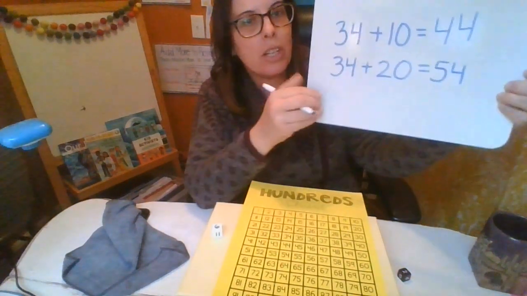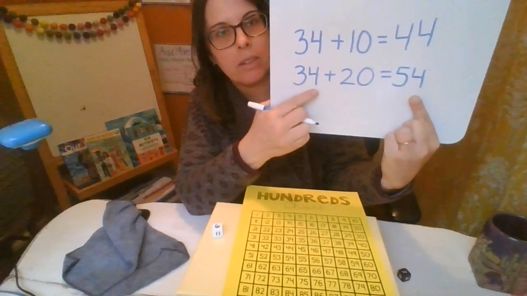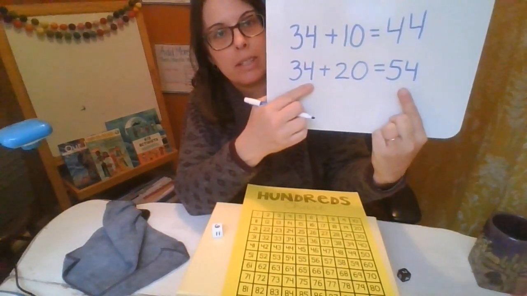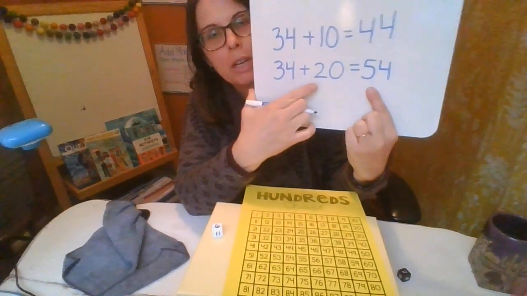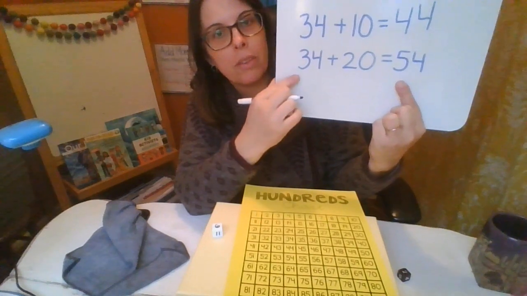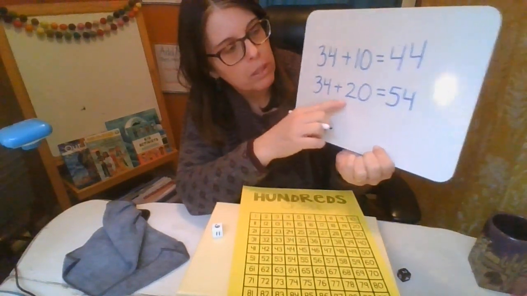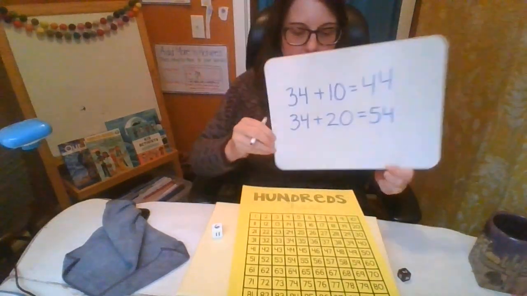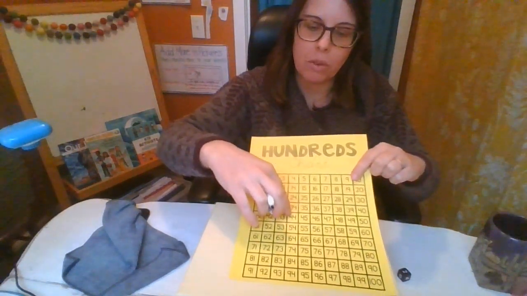And again, I want you to look at the number. Did the ones change at all? No, the ones are 4 and 4. Did the tens change? Yeah, they were 3. But when we added 20, we added 2 tens. So we did 30, 40, 50. And that's 50. 34 plus 20 equals 54. So you can use your hundreds chart to help you with this. 34, 44, 54.